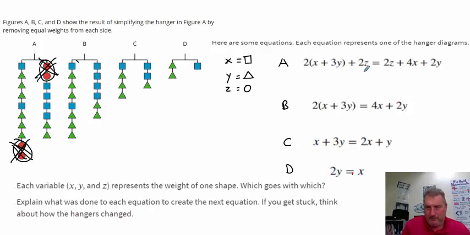But with an algebraic equation, we can't just cross stuff out wherever we want. So what we actually did was we subtracted the 2 circles. And we did that on each side to keep the hanger balanced, right? Or in this case, to keep the equation balanced, because this equation represents the shapes on this hanger. So we subtracted 2z, subtracted 2z, and then in equation B, the z's are now gone.